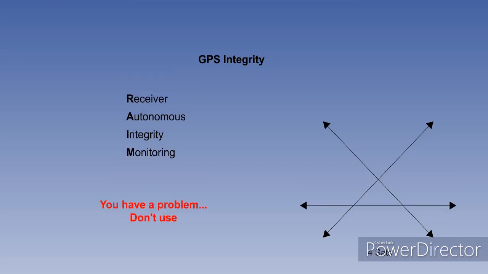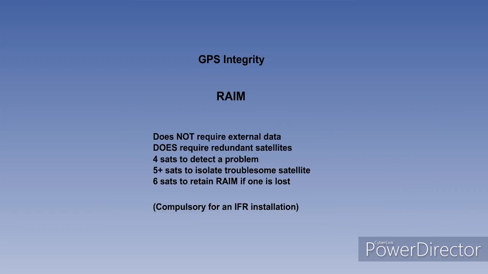But what if one of them is in error? You're going to get a large cocked hat. RAIM will not permit you to use this fix. With the 5th satellite, we get 4 lines. The erroneous one can be identified. This is the minimum basic RAIM. With 6 satellites, you still have RAIM even if you lose one. This is the mandatory minimum requirement for an IFR installation.